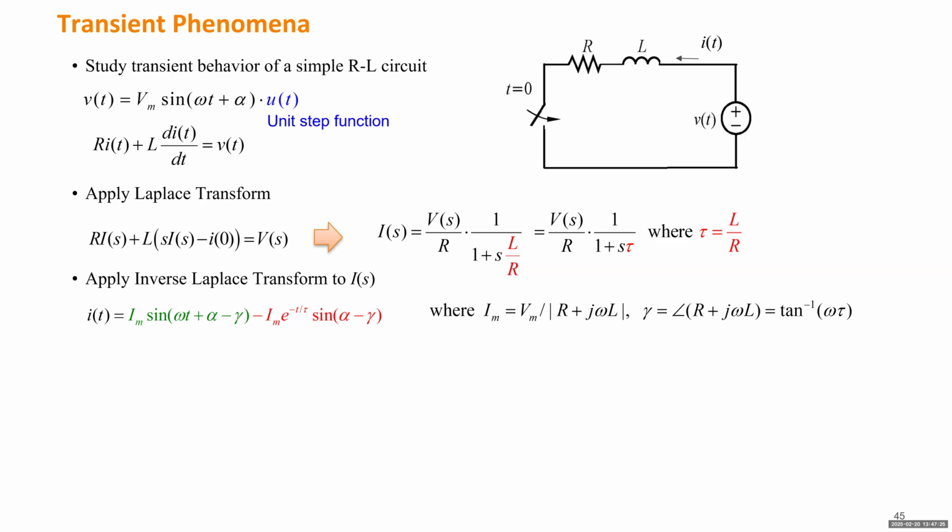So Im, which is the peak value of the current, you can actually calculate from the peak value of V, and this one is the magnitude of the impedance. And the gamma here is the impedance angle. Because you already defined tau, tau will be L divided by R. So this one can simply be calculated by arctangent of omega tau.